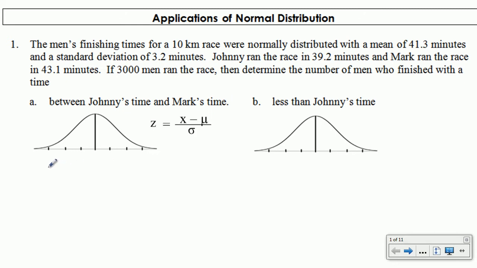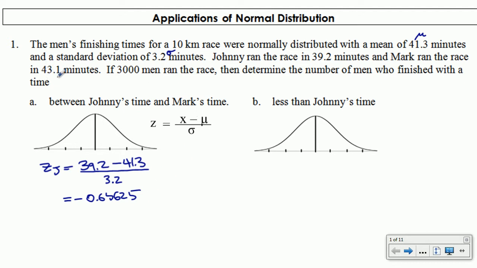So the z-score of Johnny is going to be given by x minus mu over sigma. Because Johnny ran the race in 39.2 minutes, that's x. The mean is given here, it's 41.3. And the standard deviation is given here, it's 3.2. So we are going to subtract 41.3 and divide this whole thing by 3.2. And that gives us a z-score of negative 0.65625. And now we need to do the same for Mark.